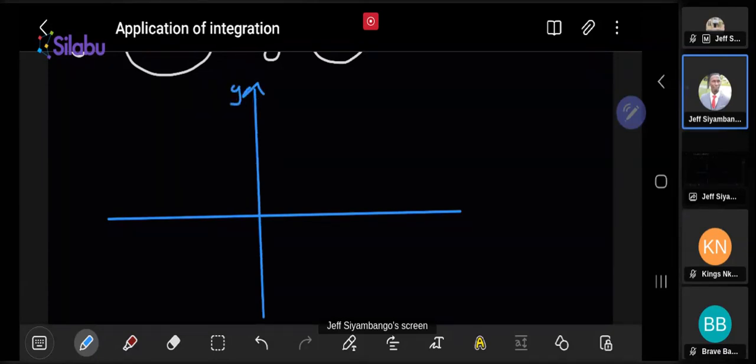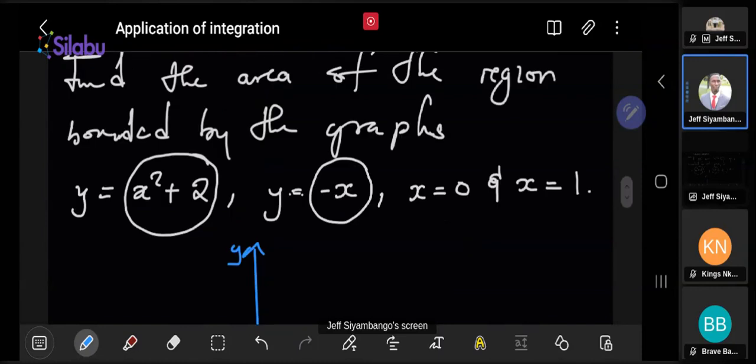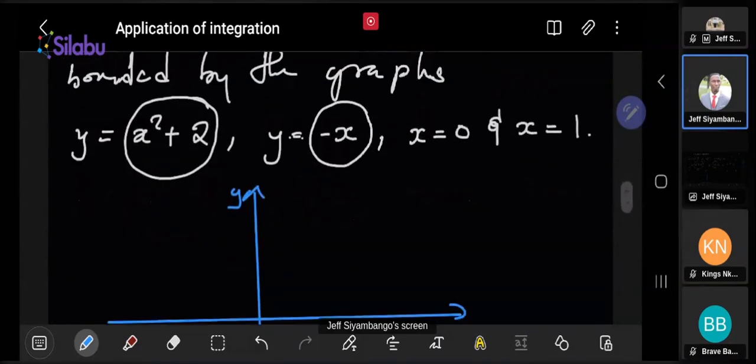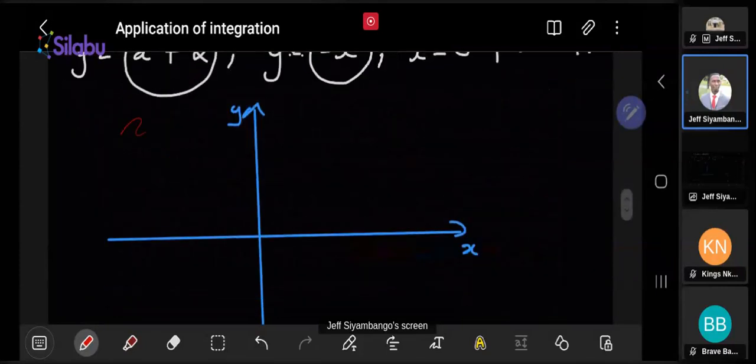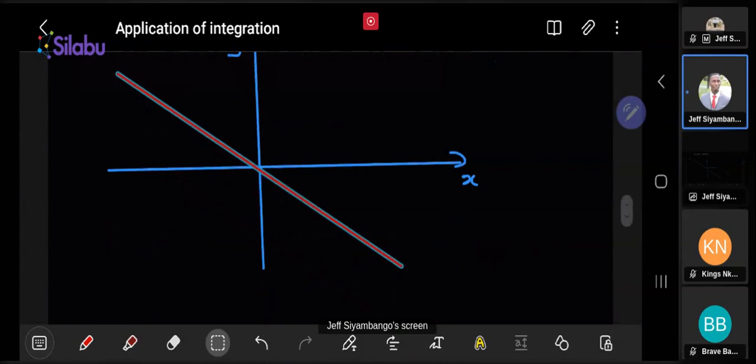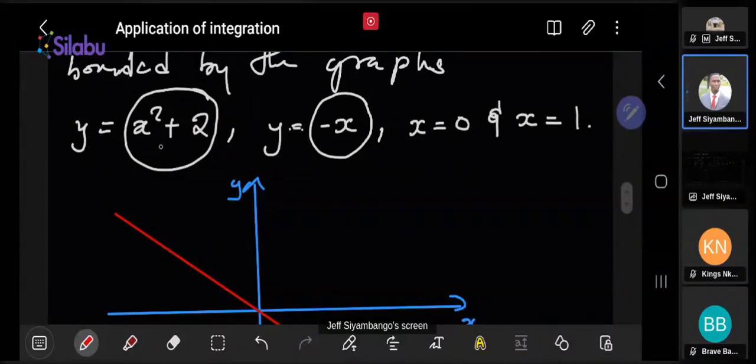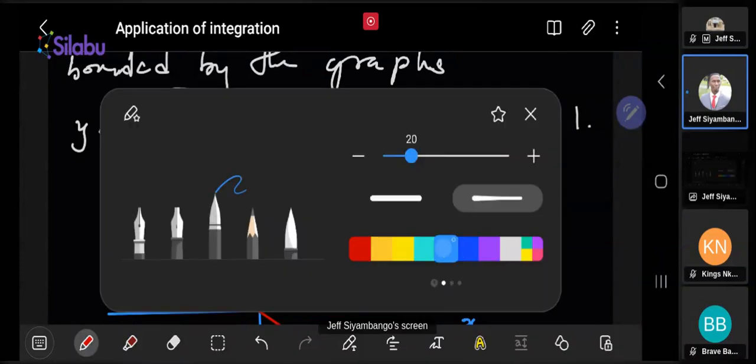So if my y is here and my x is this side, of course, y is equals to negative x. That is straightforward. We know that is going to be a line slanting downwards, and that line passes through the origin going down like that. So let's say this is our line, y is equals to minus x. The next one that we want is the curve, y is equals to x squared plus 2. So of course, I would draw it in steps.